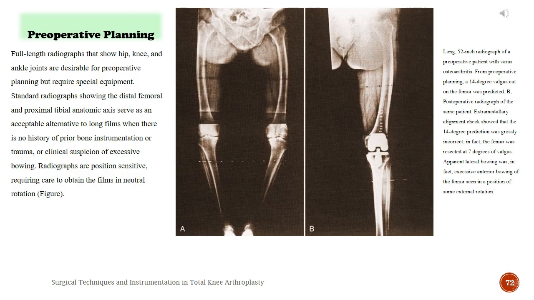Figure. A. Long, 52-inch radiograph of a preoperative patient with varus osteoarthritis. From preoperative planning, a 14-degree valgus cut on the femur was predicted. B. Postoperative radiograph of the same patient. Extramedullary alignment check showed that the 14-degree prediction was grossly incorrect. In fact, the femur was resected at 7 degrees of valgus. Apparent lateral bowing was, in fact, excessive anterior bowing of the femur seen in a position of some external rotation.